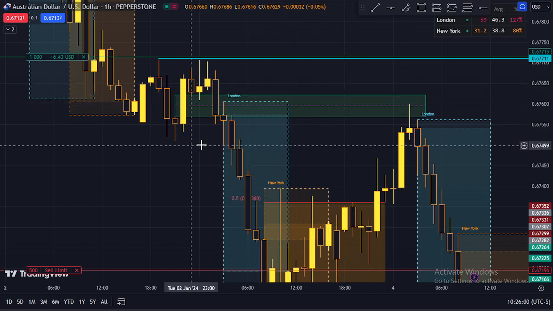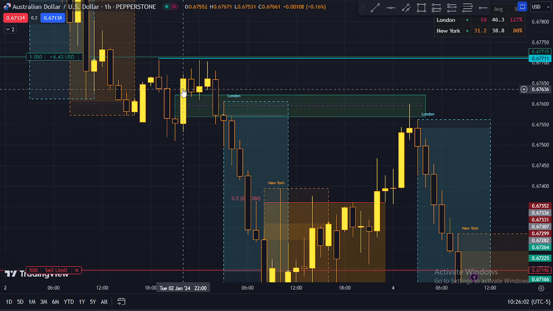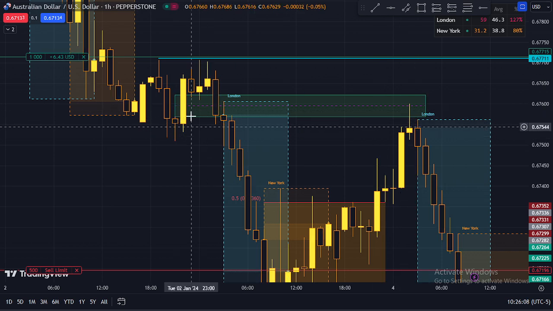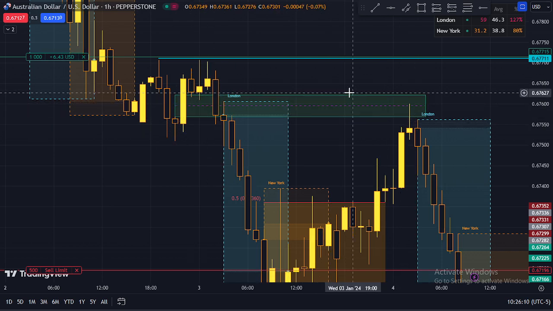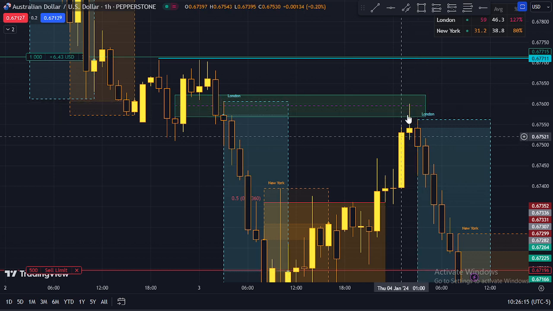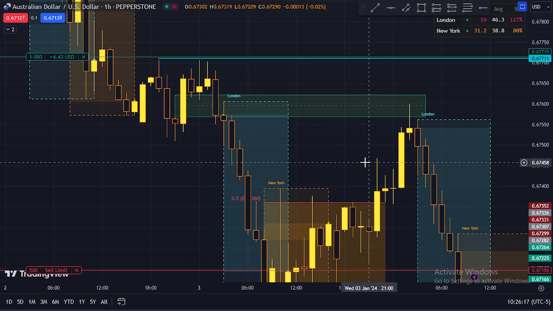So here we had an inversion fair value gap. So we had this run to the downside. So we extend that through, and then we wait for price to come into that area. Then you can frame some entries.